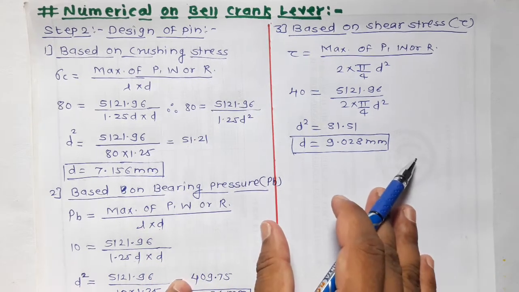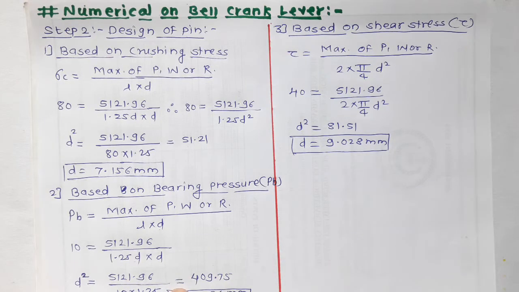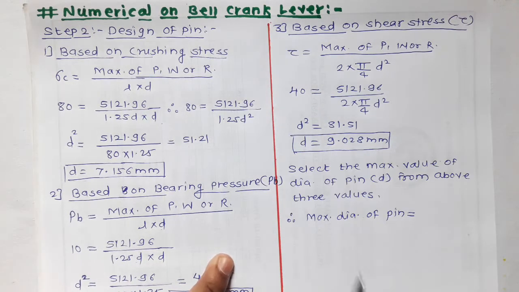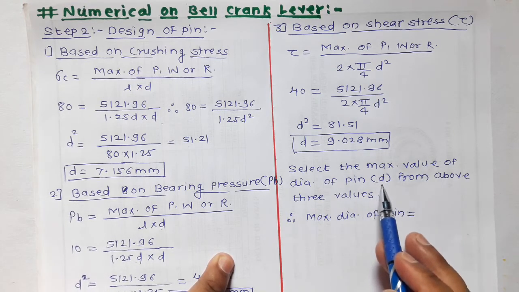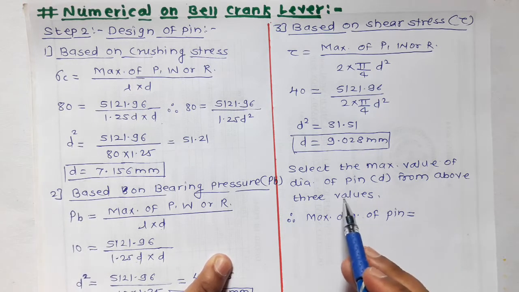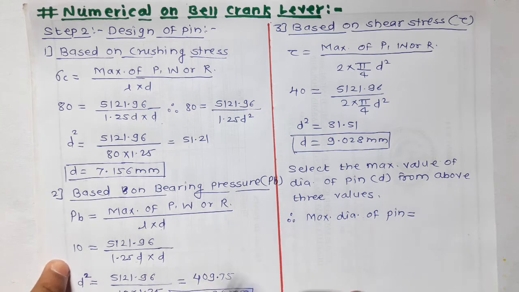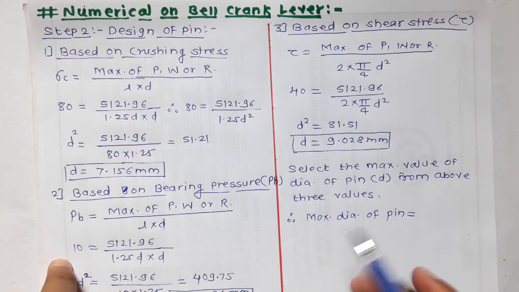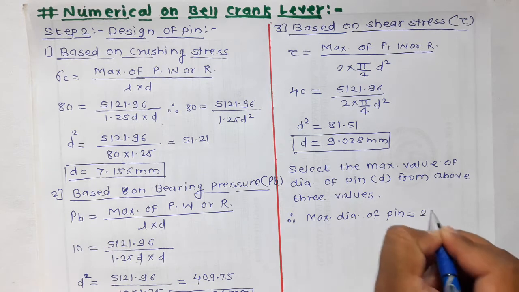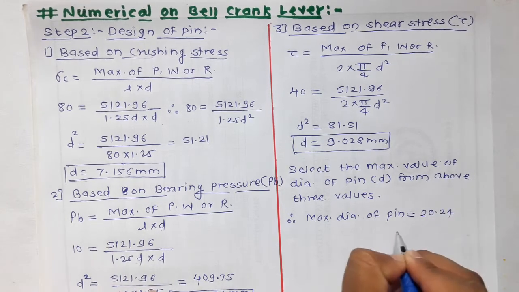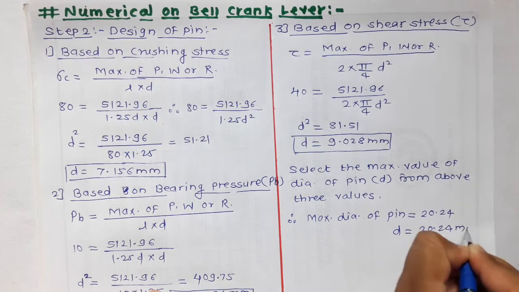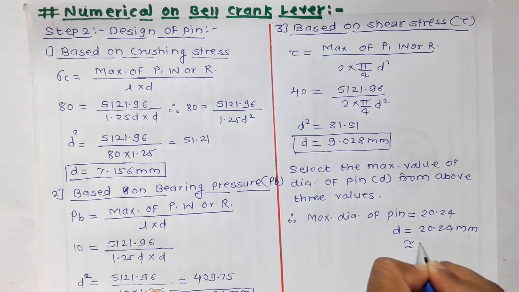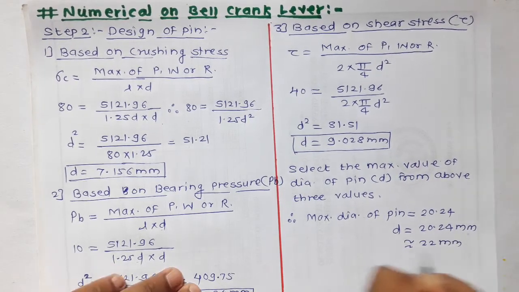So let us write to select this maximum value out of these three values. Therefore you have to write this statement: select the maximum value of a diameter of pin, that is small d, from above three values. Out of these three values, the maximum value is 20.24. Therefore maximum diameter of pin is 20.24, and therefore we can write d as 20.24 mm. Let us round up this value to 22 mm.